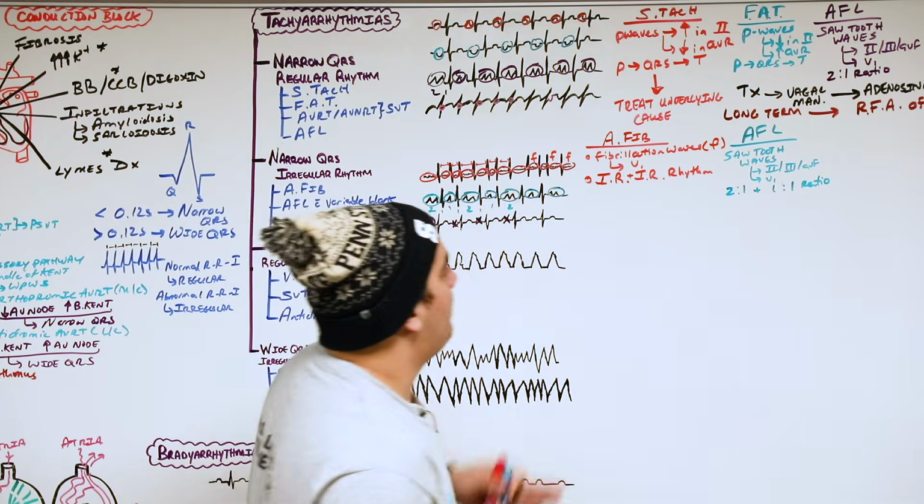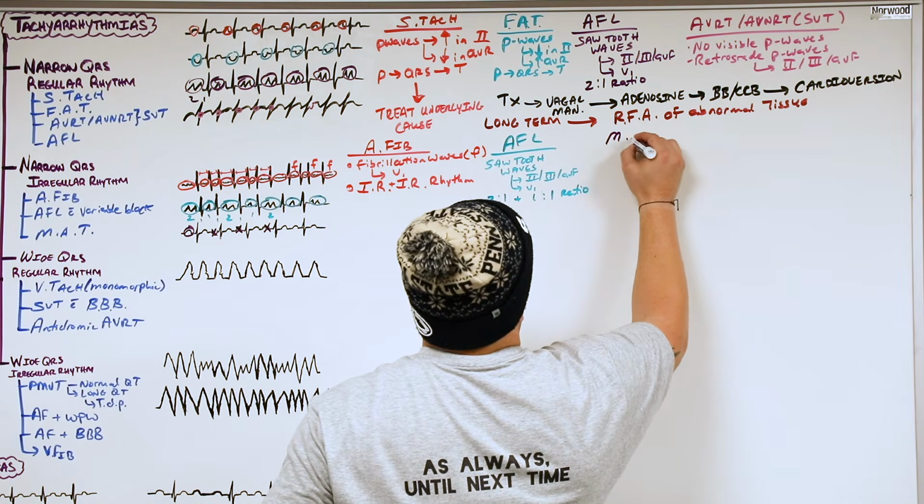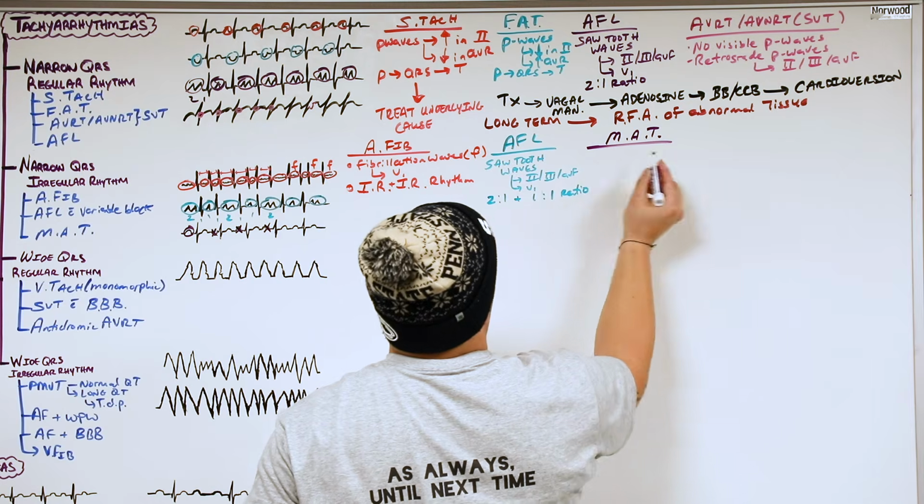So what is this one called? With multifocal atrial tachycardia, what do you guys need to remember, besides this being kind of a stupid arrhythmia?